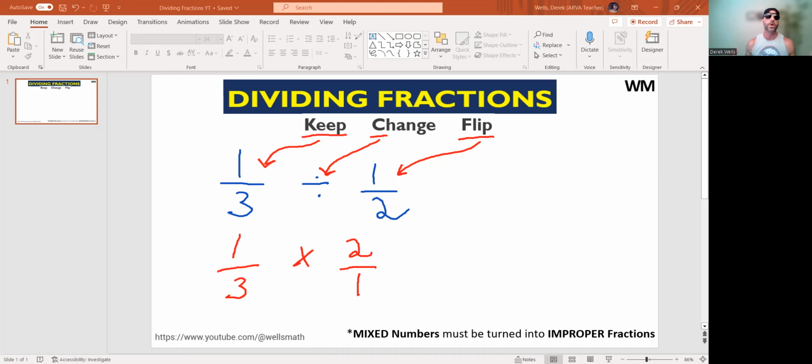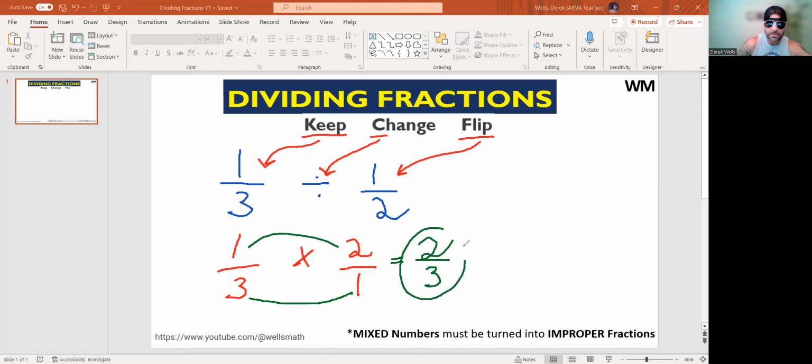All right, once you get to this point, yes, you need to know how to multiply fractions, but multiplying fractions is pretty easy. When you multiply fractions, you're going to multiply your numerators, your top numbers in your fraction. 1 times 2 is 2. And then you will multiply your denominators. That is 3 times 1, and that is 3. So pretty basic there with figuring out that answer. 1/3 divided by 1/2 will equal 2/3.